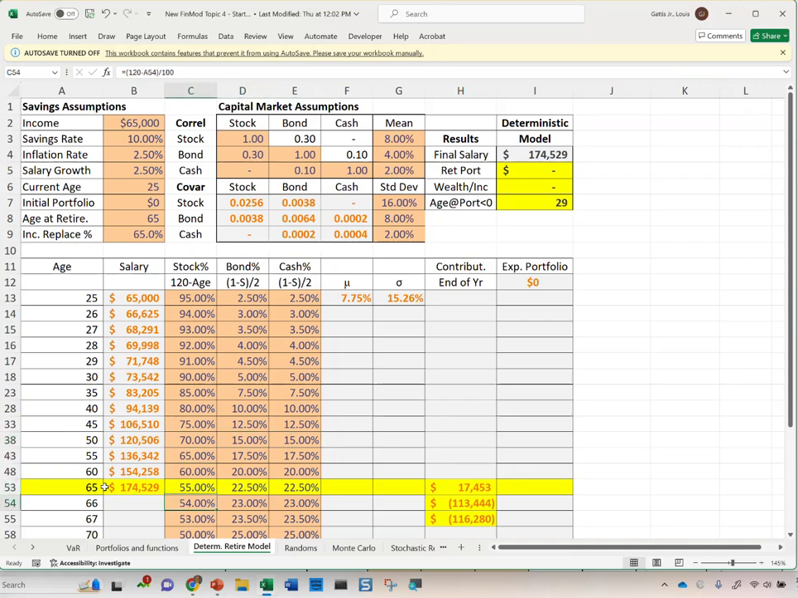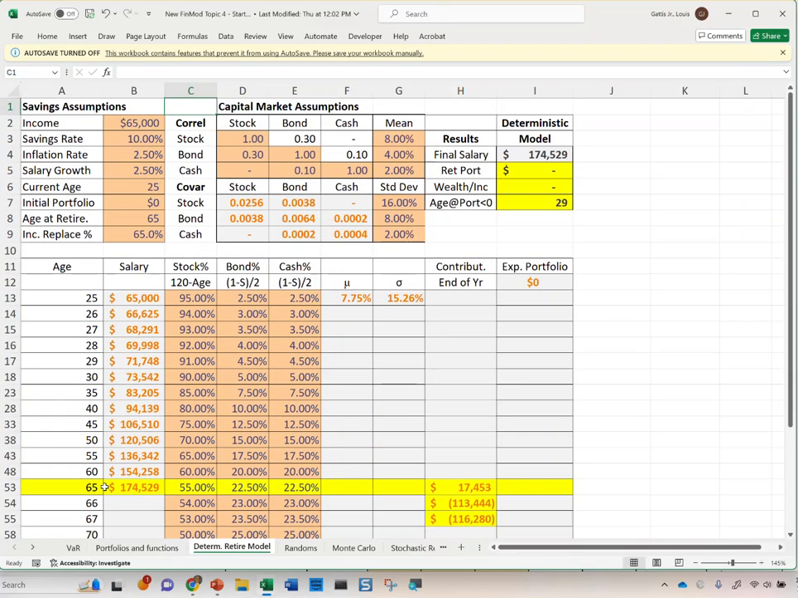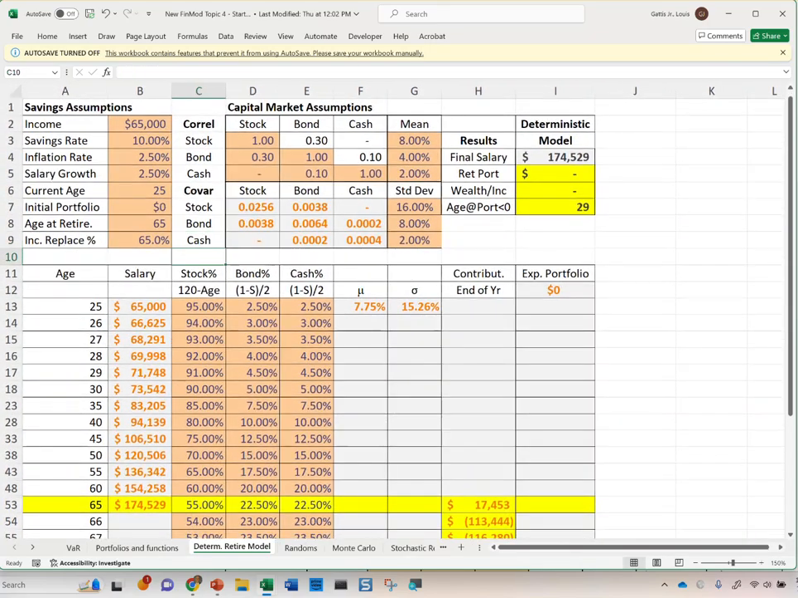This continues up until the person is either dead or 100 years old. 120 minus 100 is 20% in stock. So this is a common rule that some people will use to talk about a reasonable asset allocation for the rest of your life. The idea is when you're young, you start out in lots of stock, and when you're older, you are less tolerant of risk, so you reduce your exposure.